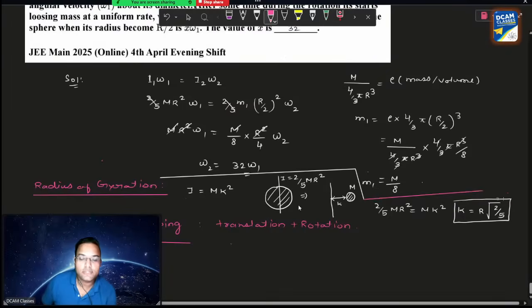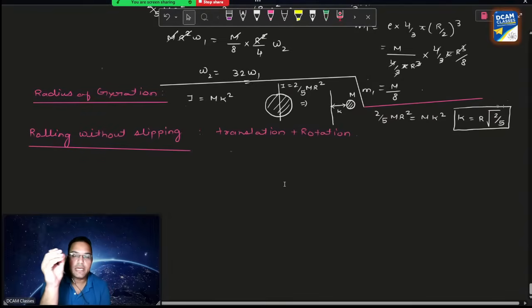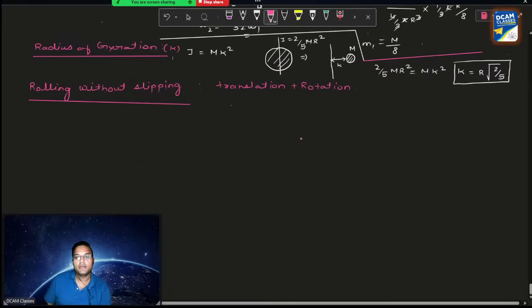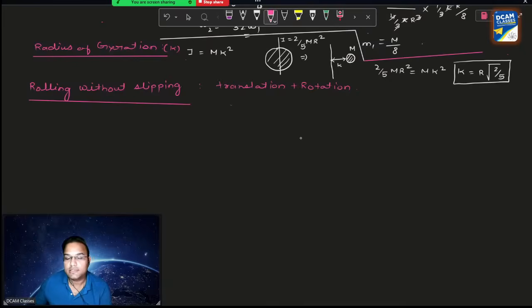Understood the concept? Whatever the body has the moment of inertia about any axis, about that particular axis we treat the whole body as a point mass, with mass equal to the original body, situated at a distance of k units from the axis. Then we find the value of k. It's just a theoretical concept. Okay, easy. Now coming to rolling without slipping.